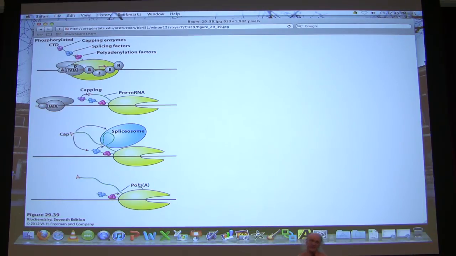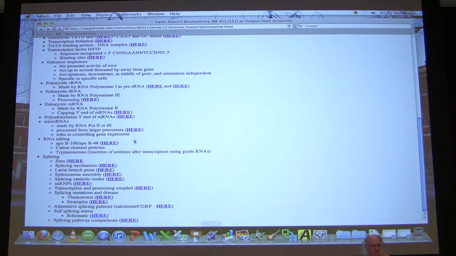Now remember, we don't see translation happening because in a eukaryotic cell, we're in the nucleus, and the translation is done out in the cytoplasm. So all this processing has to get done before the messenger RNA makes it out to the cytoplasm. Okay. Now I want to emphasize that splicing is not solely happening to messenger RNAs. Ribosomal RNAs and tRNAs can both also be spliced.